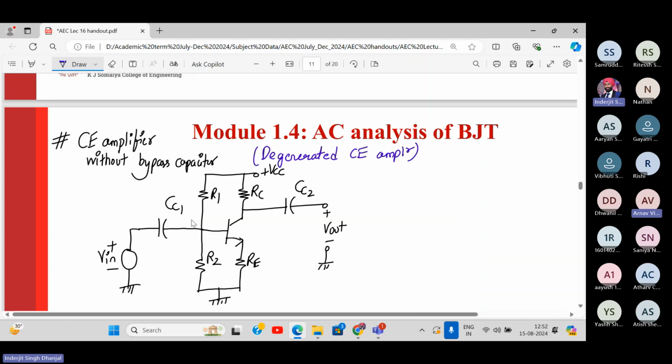Is there any difference if we make the capacitor just two lines or one line and one curve? Yes, the difference between this capacitor and this capacitor is, this is non-polarized, this is polarized. The straight line indicates positive, this indicates negative. Understood? Okay.